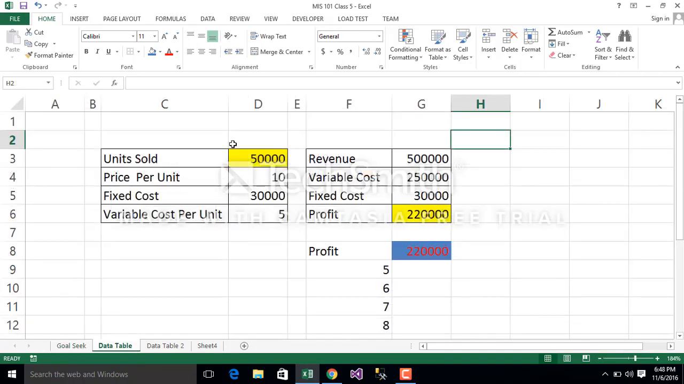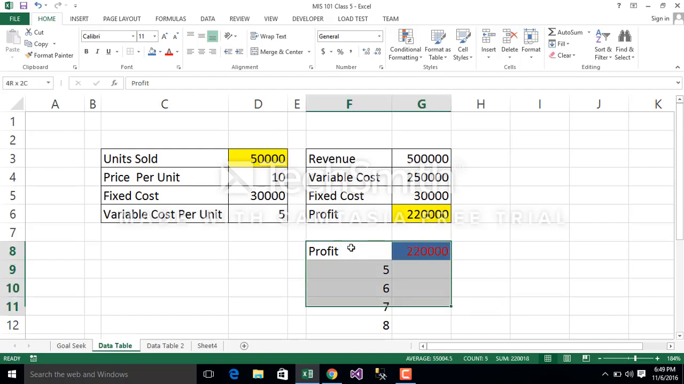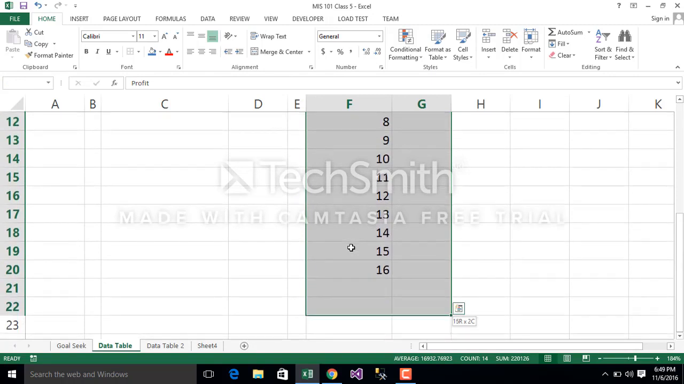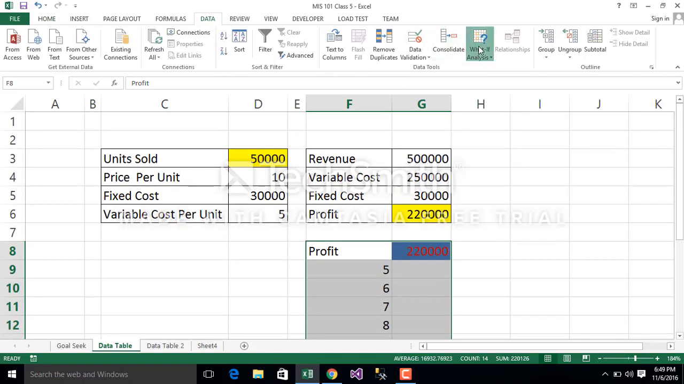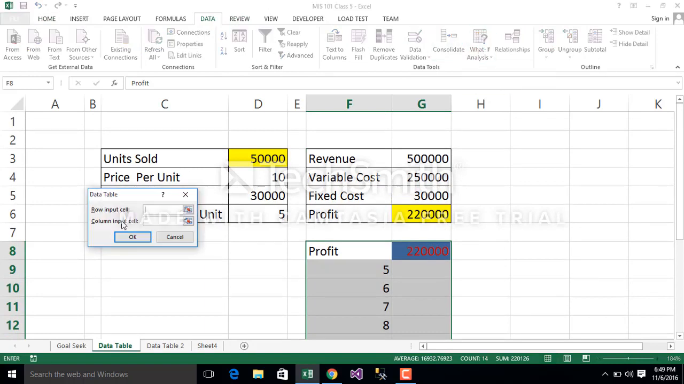We use the unit sold, unit price, and the variable cost. Then the next step is to select from here to the last. Then go to data, select data tables, and input cell. What is our input? Our input in this problem is price per unit, and that is in a column, not in a row.